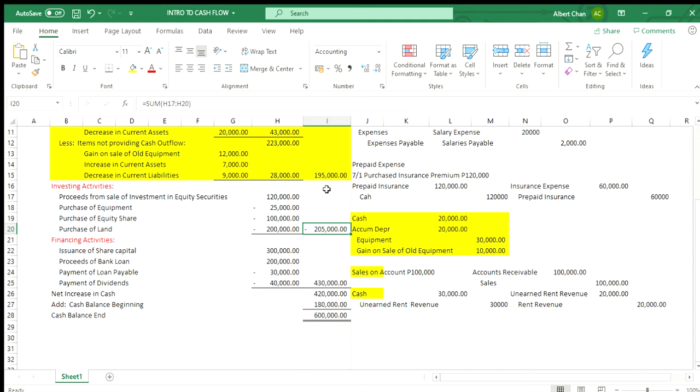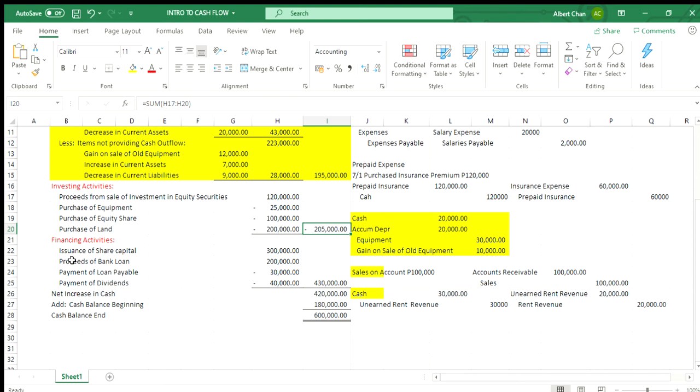So how will you interpret that? Is this bad or good? It depends. The reason for the negative investing activity is that we purchased equipment, we purchased investments, and we purchased land. So the negative here doesn't mean bad. It's natural to have a negative balance if we purchase a lot of property and equipment.